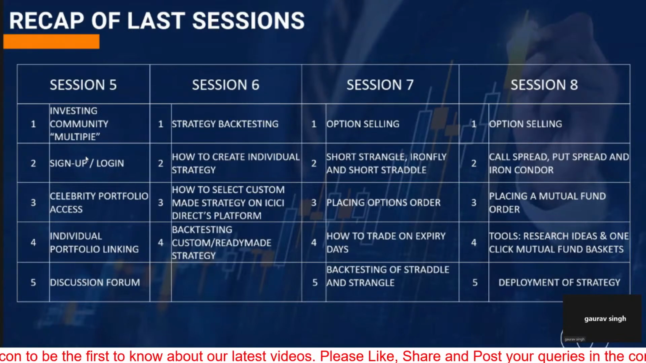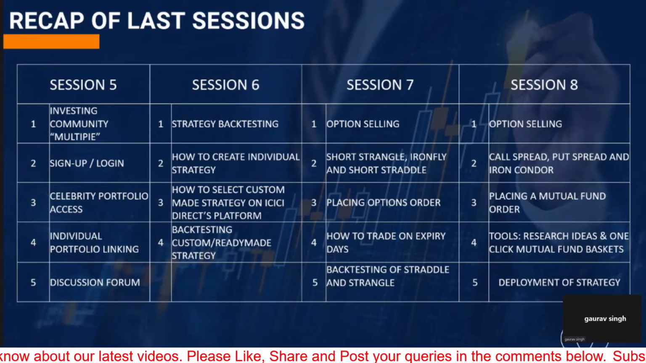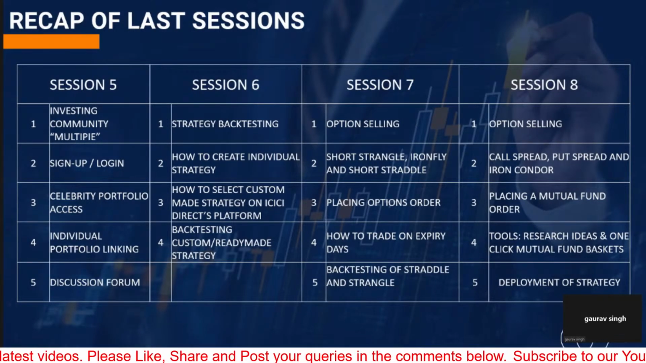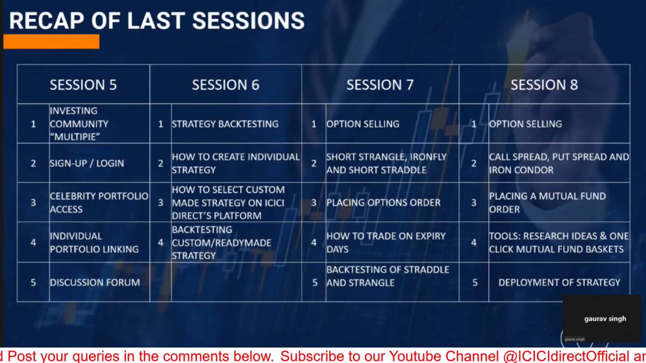Session five was talking about Multipie. There is a community called Multipie. This is a social community where investors can go and discuss stocks, and also can see the celebrity portfolios of coveted investors like Mr. Rakesh Jhunjhunwala and all. You can see which stocks they have, what is their total portfolio, and you can also link your own portfolio and compete with these celebrities, and also the discussion forums that we have spoken about.